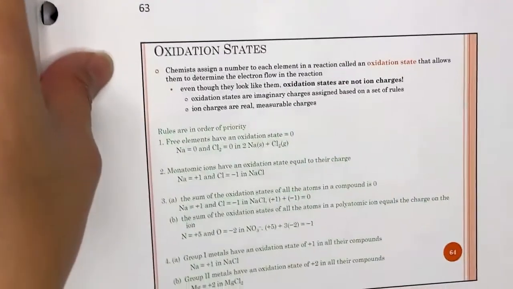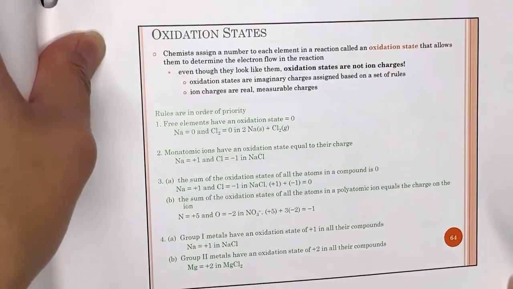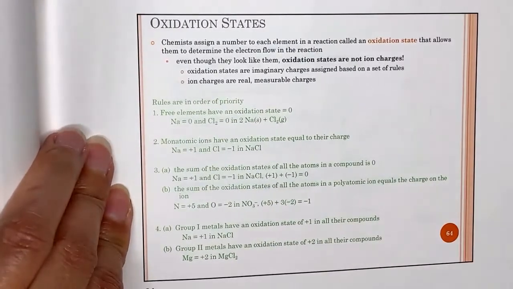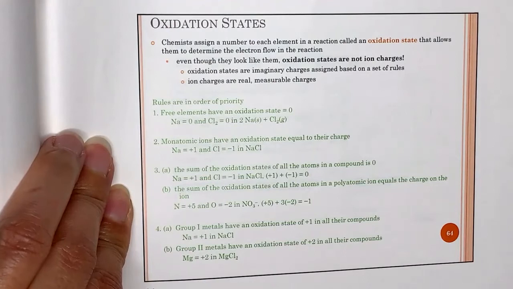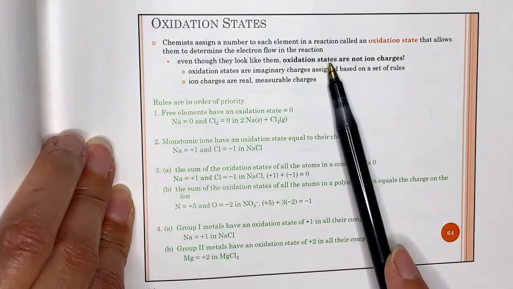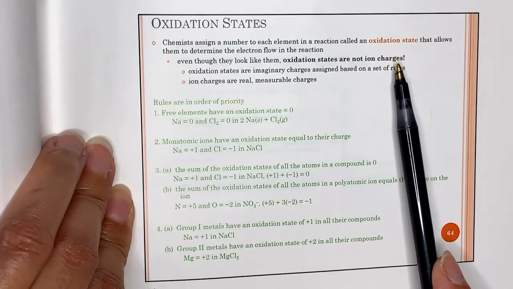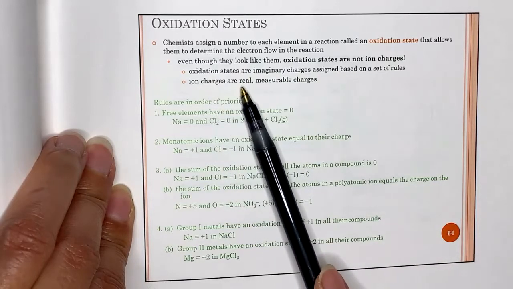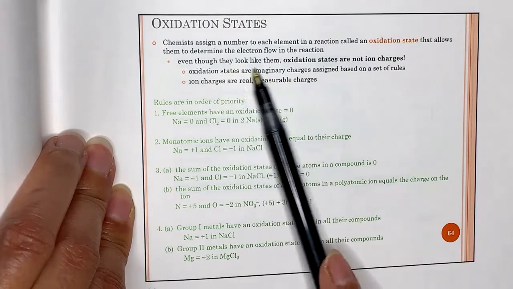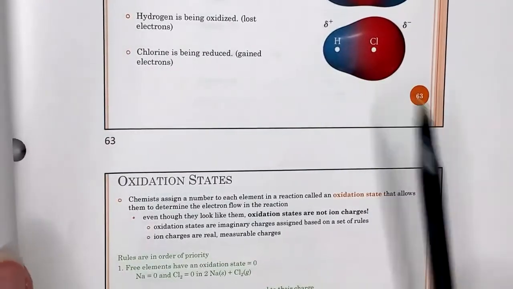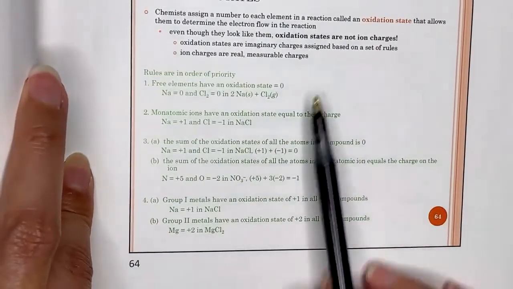The better way to do this is to learn to assign oxidation states to all these guys, okay? So assigning oxidation states, that's the focus of this part of our chapter. We just have to learn how to do the oxidation states. Based on that, I can teach you how to define who is being oxidized and who is being reduced, okay? So what is an oxidation state? It says here, even though they look like charges, oxidation states are not ion charges. It's very similar, but it's not ion charges. Oxidation states are imaginary charges assigned based on a set of rules. Ion charges are real, measurable charges. Oxidation states are kind of imaginary because you need to be able to think about something like this, right? How in the world are you going to measure that charge? So that's why we use oxidation states.